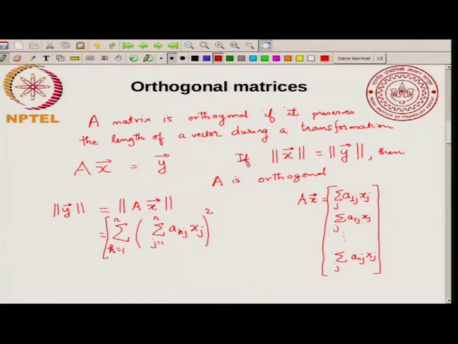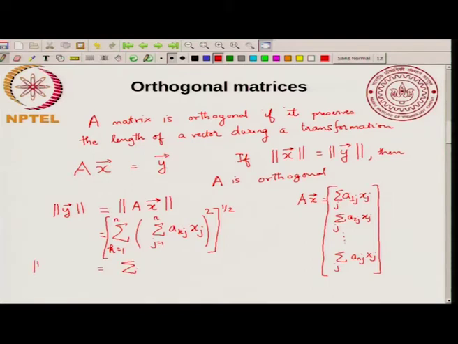This entire thing has to be under the square root. So, this is the norm of the vector. Okay. And now what you are doing is squaring a sum, which means you are multiplying this sum by itself. And it is not hard to see that this will turn out to look something like this.